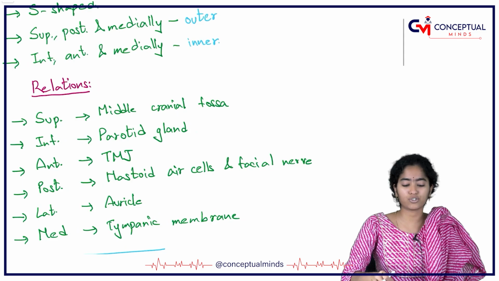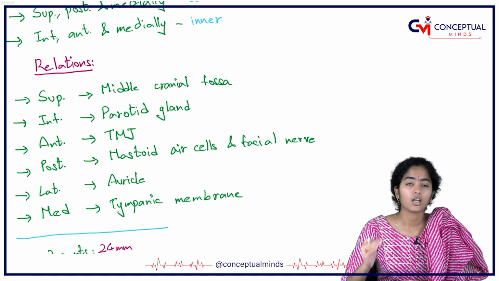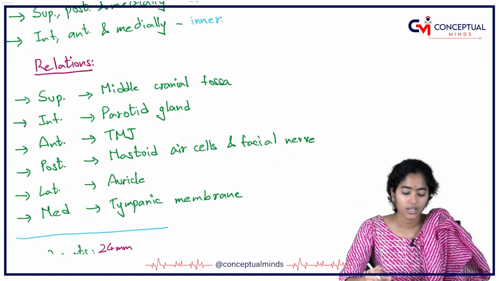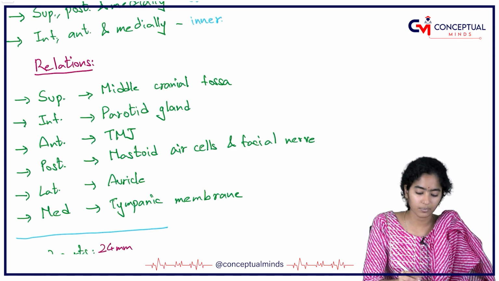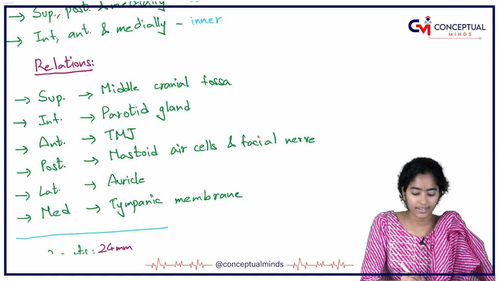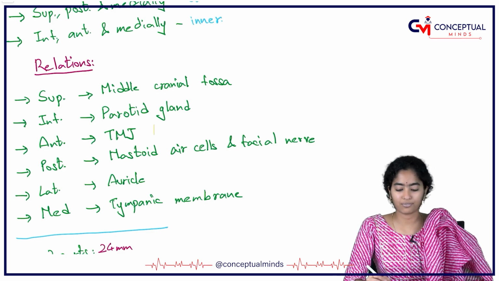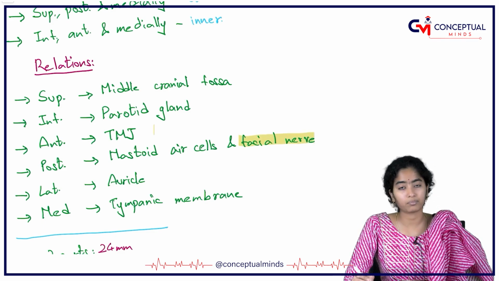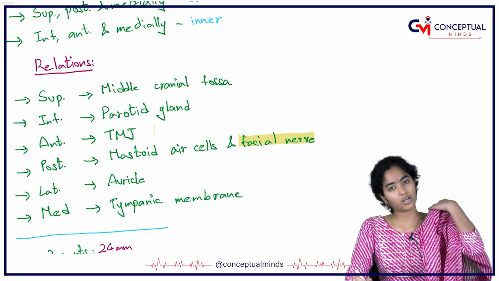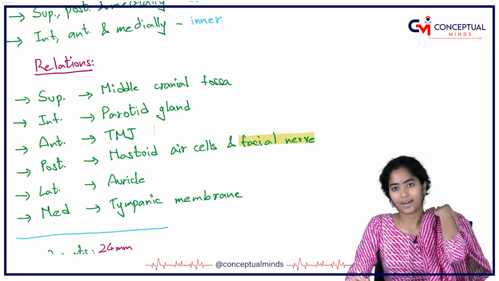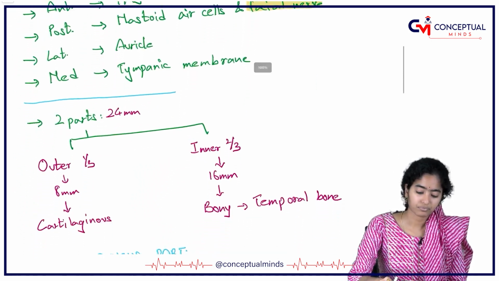Next, if we look at the relationships of the external auditory canal, superiorly we have the middle cranial fossa, inferiorly the parotid gland, anteriorly the temporomandibular joint, posteriorly the mastoid air cells and the facial nerve. It's important that you remember the facial nerve. Laterally the auricle is present and medially the tympanic membrane is present.